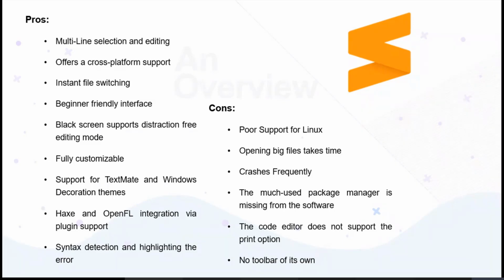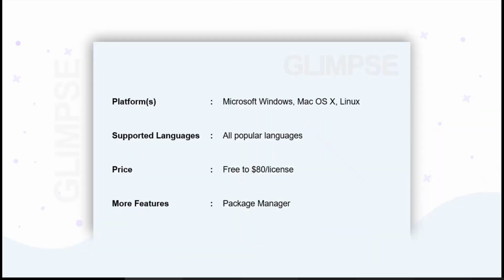Then the cons are poor support for Linux, opening big files takes time, it crashes frequently, the much used package manager is missing from the software, the code editor does not support a print option, and has no toolbar of its own. So these are all the cons of using Sublime Text. So this is a glimpse of Sublime Text.